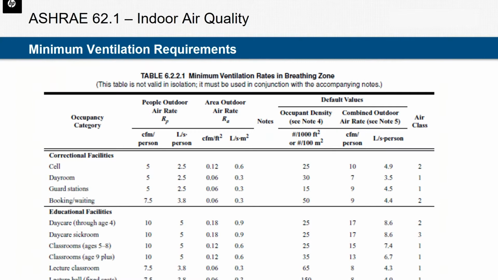Some spaces require more air intuitively. So if we have a classroom or daycare, especially if we have a critical environment such as any space in a hospital, those are going to require much higher ventilation rates based on the number of people and space.